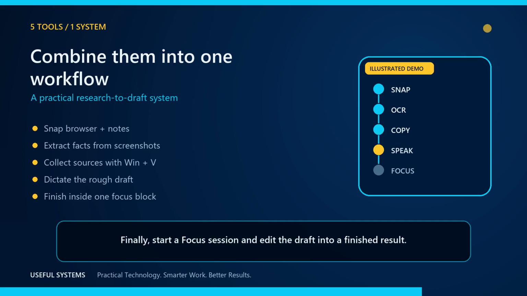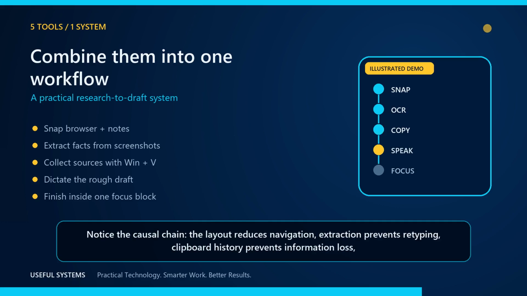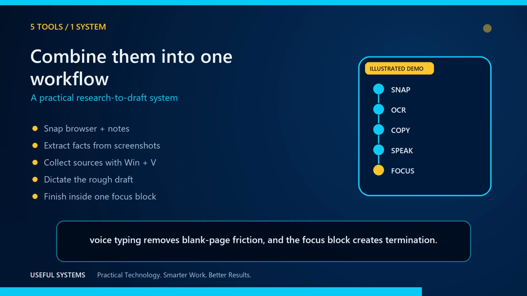Notice the causal chain: the layout reduces navigation, extraction prevents retyping, Clipboard History prevents information loss, voice typing removes blank page friction, and the focus block creates termination. That is a useful system, not a collection of shortcuts.